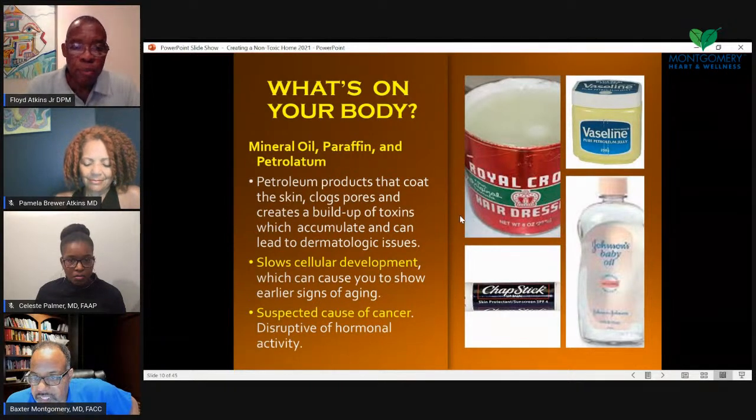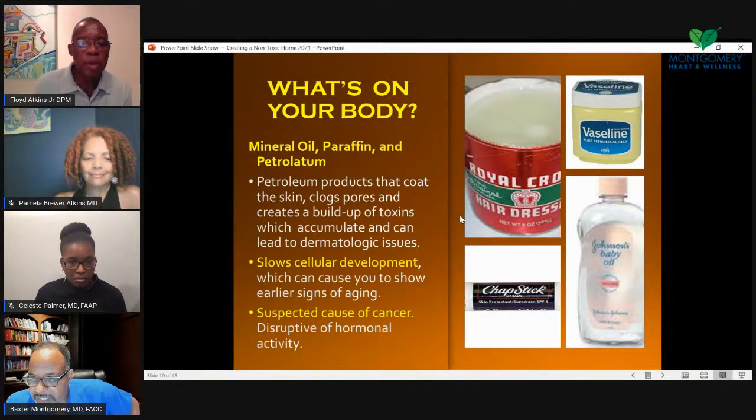But petroleum products that coat the skin clog the pores, create a buildup of toxins, accumulate, and can lead to dermatological issues. It slows skin development, which causes early signs of aging, and it's suspected of causing cancer, but is definitely disruptive of hormonal activity. I want to go a few more.